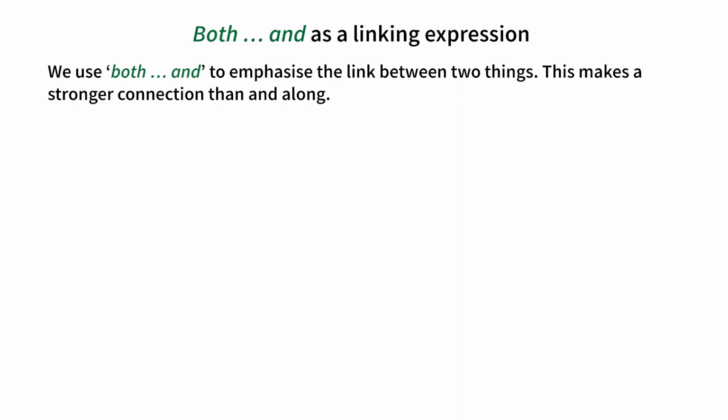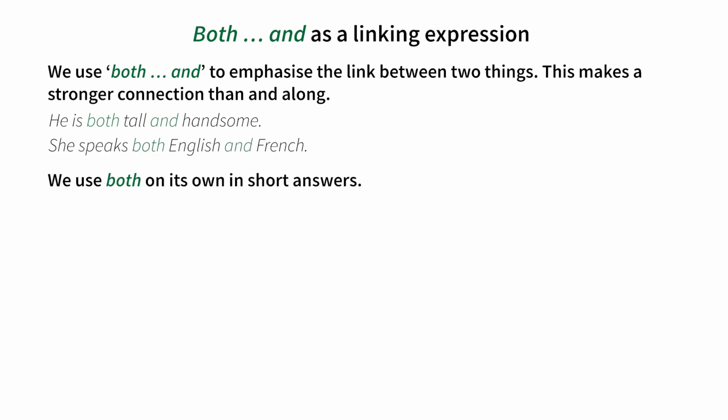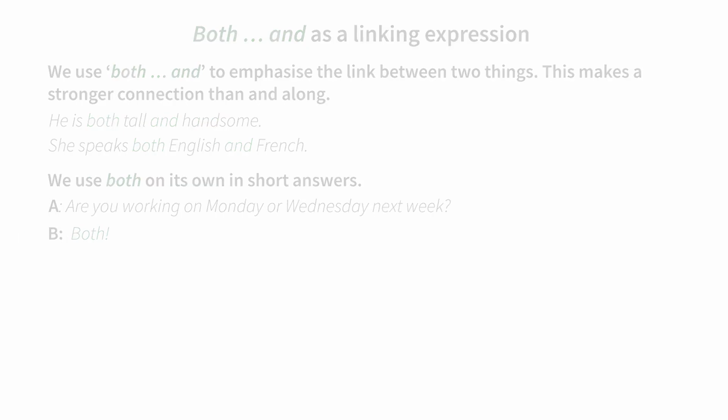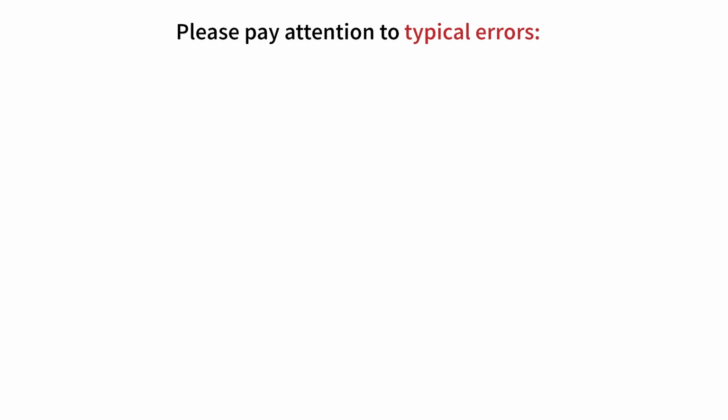Both and as a linking expression. We use both and to emphasize the link between two things. This makes a stronger connection than and alone. He is both tall and handsome. She speaks both English and French. We use both on its own in short answers. Are you working on Monday or Wednesday next week? Both. Please pay attention to typical errors.